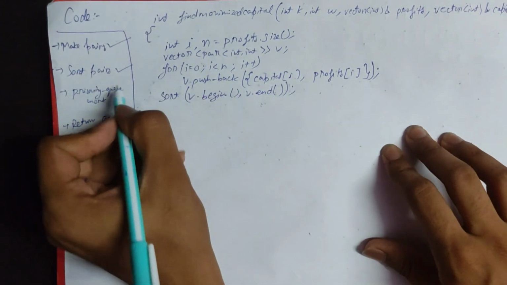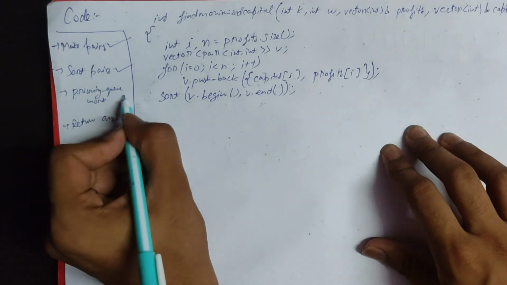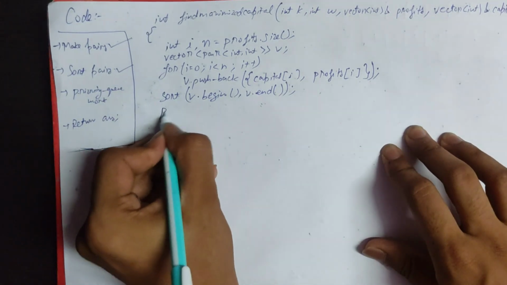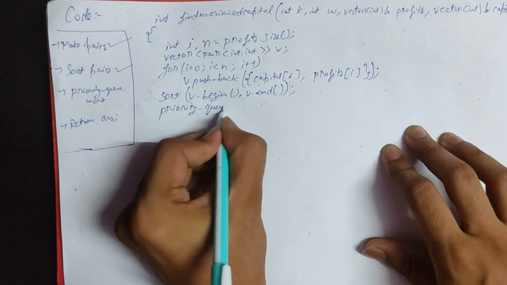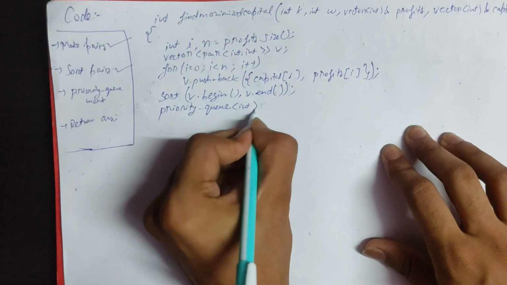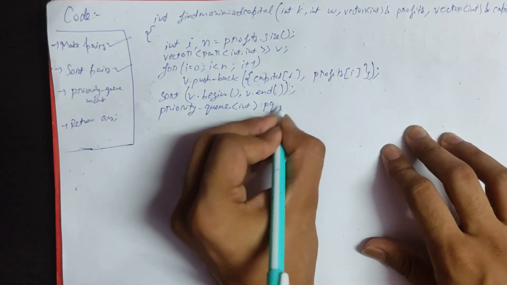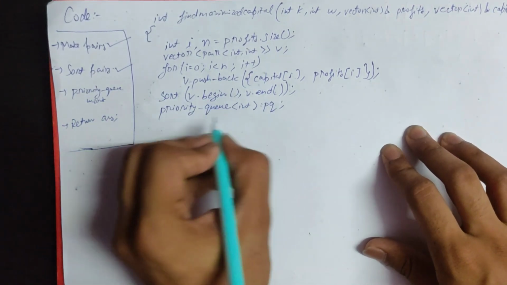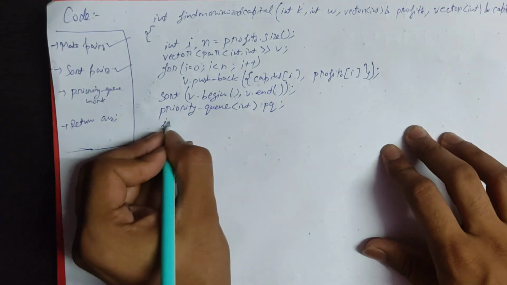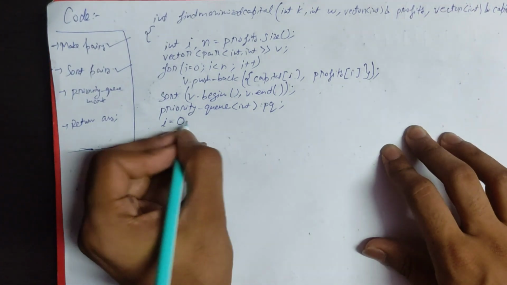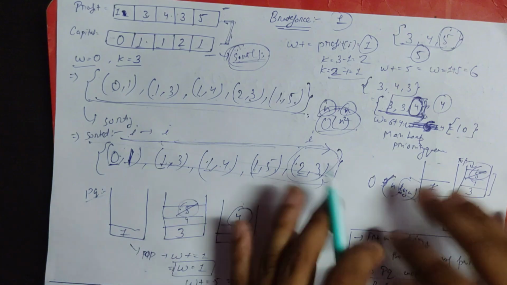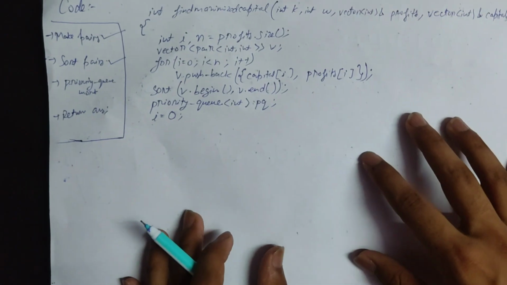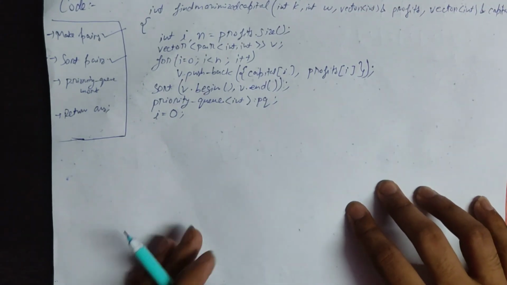After this, as we have sorted the pairs, we have to do the priority queue work. For this, initially we will initialize our priority queue of integer data. Let's name this pq, and let's initialize i as 0. Then we will traverse the sorted vector, as we have discussed, initializing i as 0 and incrementing i later.